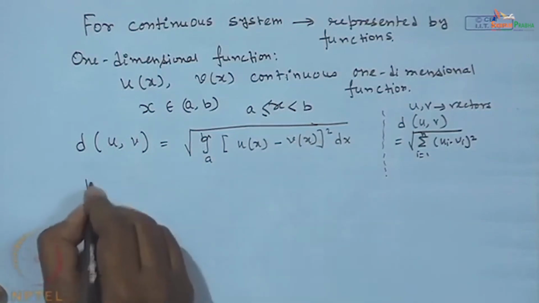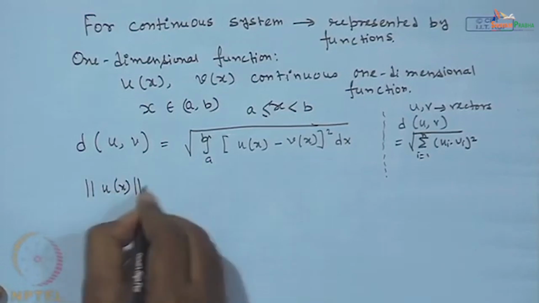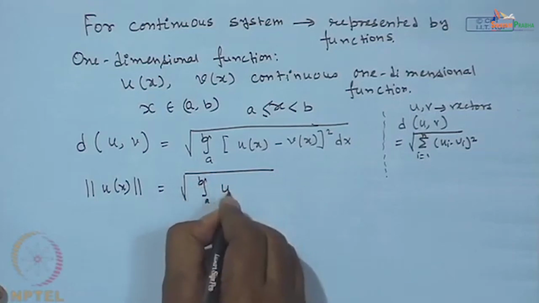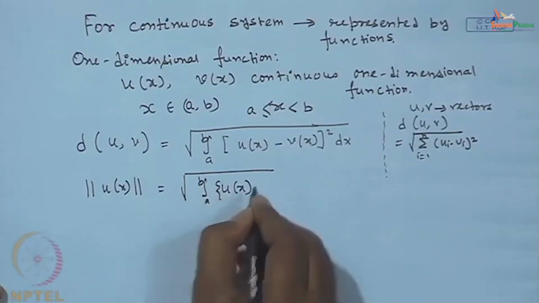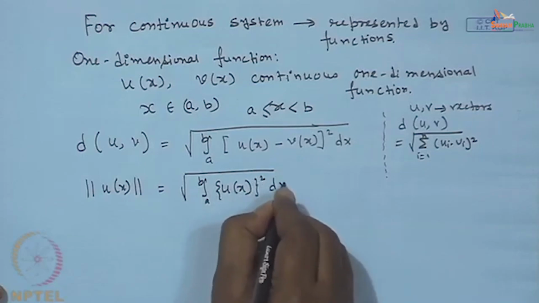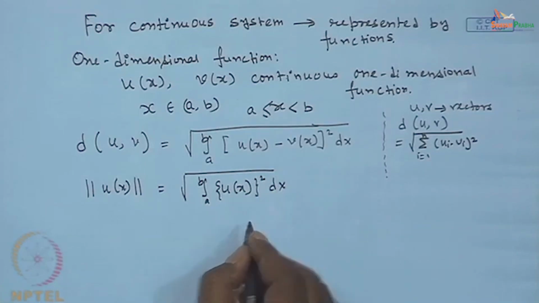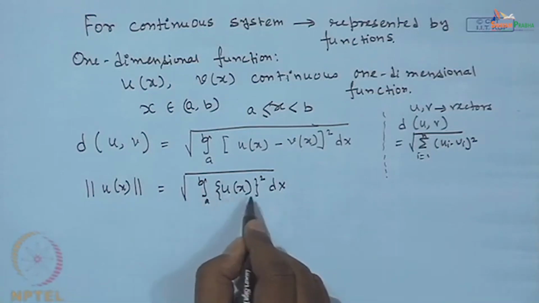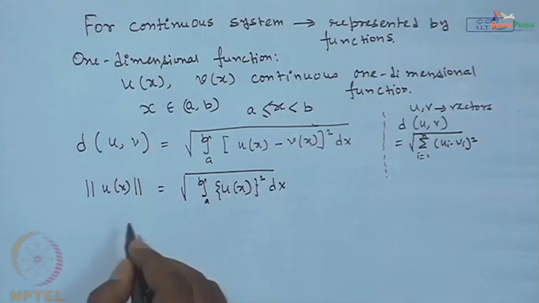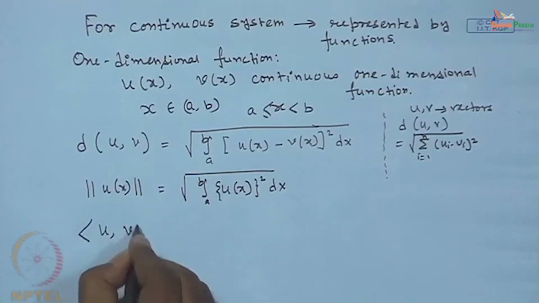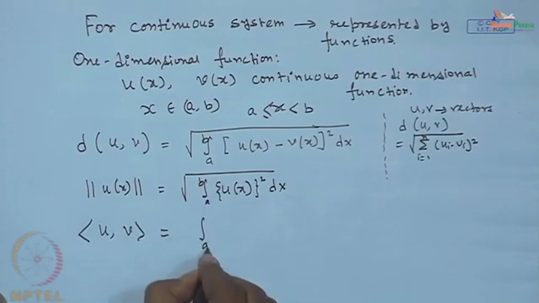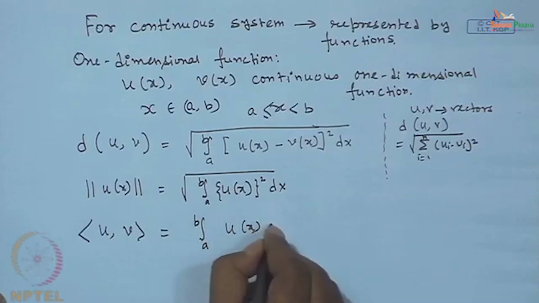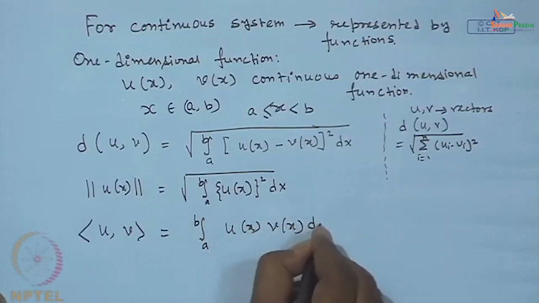So, similarly, the norm of u is nothing but the square root of the integral from a to b of u of x square, dx. That is the definition of the norm of u. Similarly, you will be getting the norm of v as the square root of the integral from a to b of v of x square, dx. Then the inner product between u and v is nothing but the integral of u of x v of x dx.